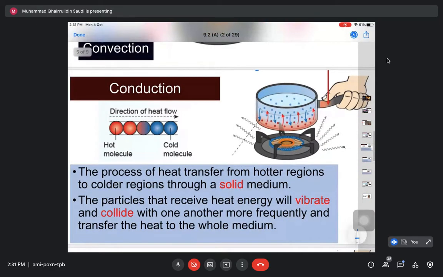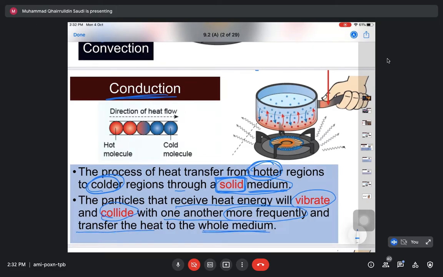So conduction means the heat flows through a medium and the medium is solid. The process of heat transfer, okay, heat is always transferred from hot regions to cold region through a solid medium. So bila heat tu ditransfer menggunakan solid medium, it is called the heat is being transferred through conduction. Okay, kekonduksian. The particles that receive heat energy, okay, satu particles dalam solid tu akan receive heat energy and will vibrate and collide with one another more frequently and transfer the heat to the whole medium.